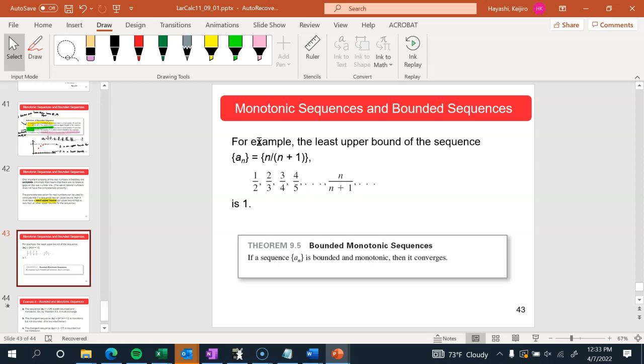You can't do 0.999, because eventually you're going to come up with a number that goes past 0.999. But you're never going to come up with a number in the sequence that goes past 1. And 1 is the lowest number for which that's true.